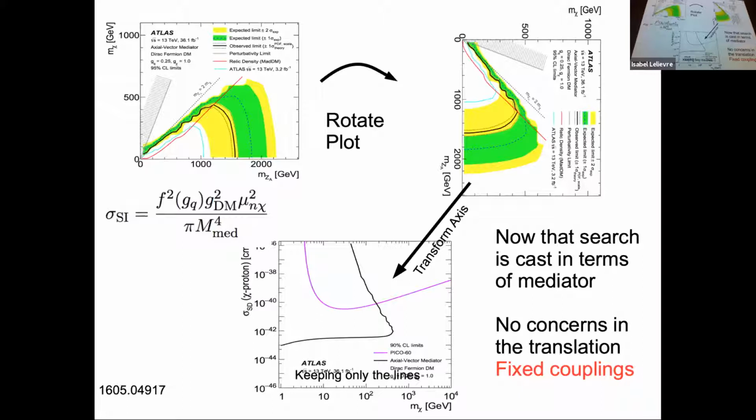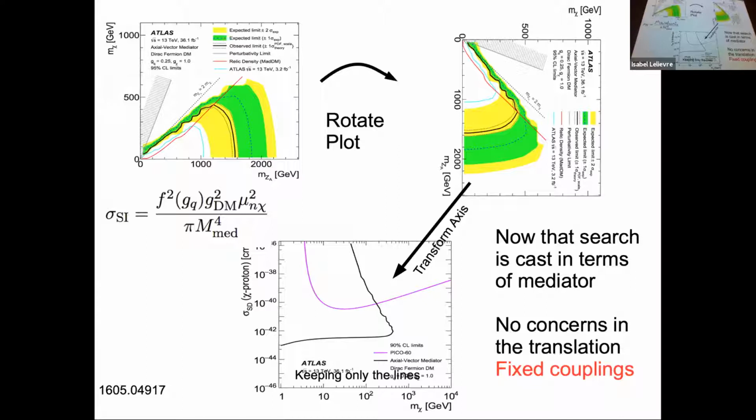So now I wanted to talk a little bit about how we translate these to direct detection and indirect detection. As I said earlier, what we do is we take this mediator mass plot and this dark matter mass plot and we rotate it. And then we translate this to coupling. The way we do it is with this formula here.